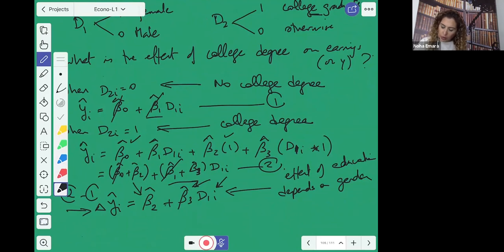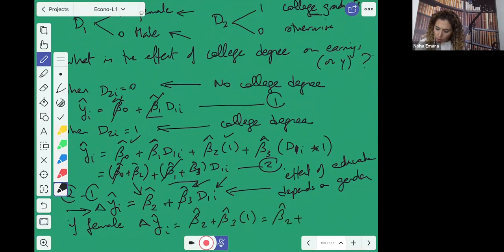So we said that this dummy will take 1 for females and take 0 for males. So for the females regression, or if the person I'm talking about is a female, then the additional wage is going to be equal to beta hat 2 plus beta hat 3 times 1, which is beta hat 2 plus beta hat 3. And remember, this is in dollars, because this is the change in earnings.